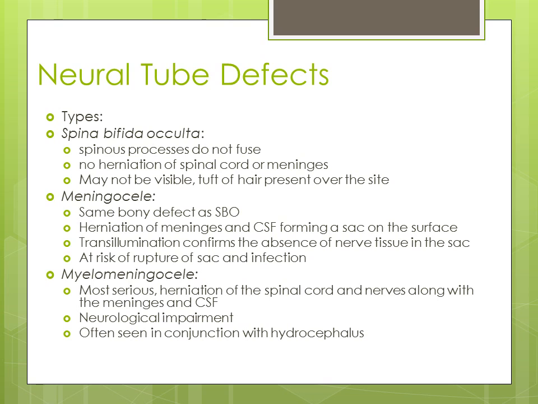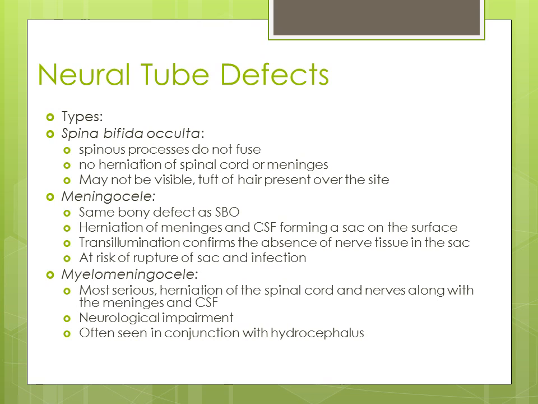And so again, the different types in more depth. There's spina bifida occulta, and this is where the spinous processes actually do not fuse, but there's no herniation of the spinal cord or meninges. And it may actually not even be visible, but usually there's just a little tuft of hair present over that site. And commonly it's in the lower lumbar area, where somebody might just have a darker patch of hair. And then on x-ray they could tell that the spinous processes did not fuse, but the spinal cord is still going to be maintained within the spinal column.